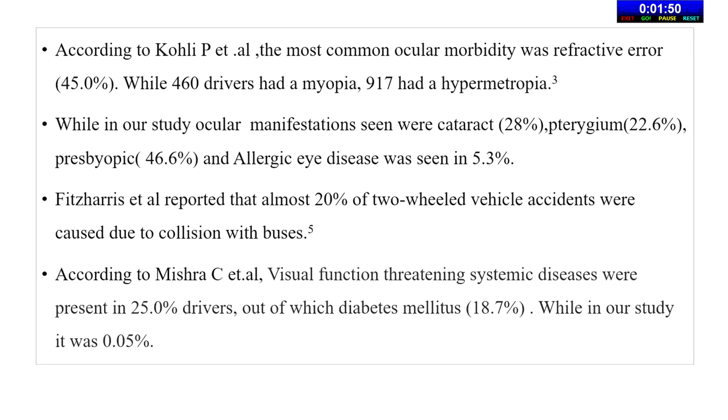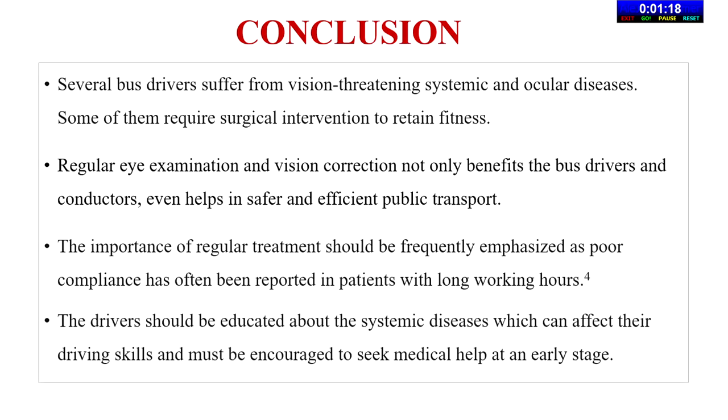In our study, the ocular manifestations seen were cataract 28%, pterygium 22.6%, presbyopia 46.6%, and allergic eye disease was seen in 5.3%. Picharis et al. reported that almost 20% of the two-wheeler accidents were caused due to collision with the buses. Vision function threatening systemic diseases were present in 25% of the drivers, out of which diabetes mellitus was 18.7%. In our study, it was 0.05%.